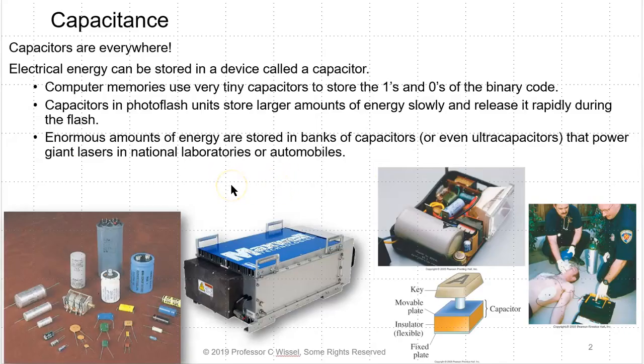Okay, now you may not realize it, but capacitors are everywhere. Every single electronic device you have probably has 1,000 capacitors in it. Electrical energy can be stored in a device called a capacitor. The computer memories use very tiny capacitors to store ones and zeros of binary code. Capacitors in photoflash units store larger amounts of energy slowly and release it rapidly during the flash. Enormous amounts of energy are stored in banks of capacitors, even ultracapacitors, that power giant lasers in the national laboratories or automobiles. So, in other words, capacitors are really cool.